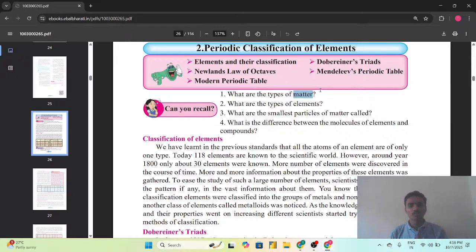So we have asked what are the types of matter. As we have studied, there are various different types of matter: solids, liquids and gases. These are all the different types of matter present all around us. In solids, the particles are tightly packed. Then we have liquids, in which the molecules are loosely packed as compared with solids. And gases have molecules which are free to move. So these are all which we have studied about matter and its types in the lower classes.